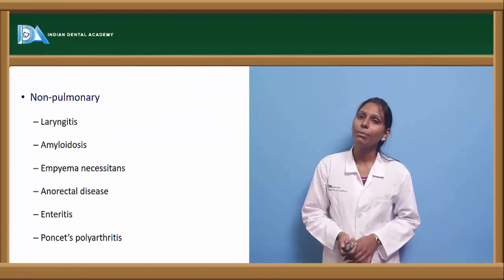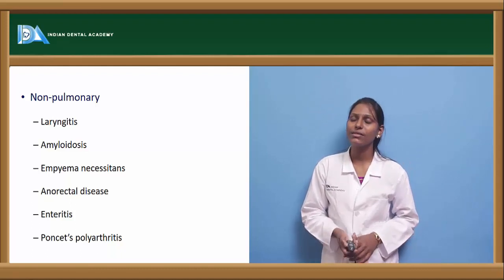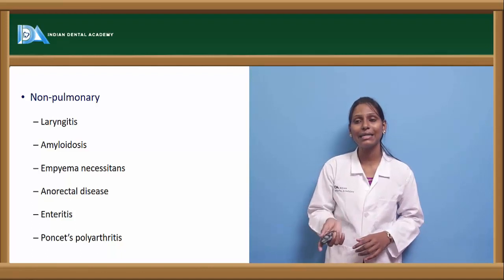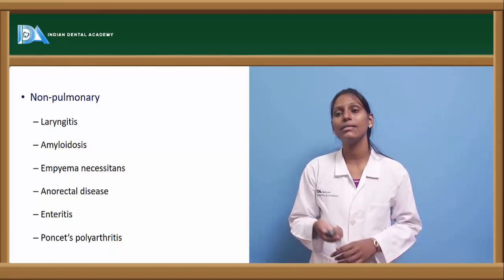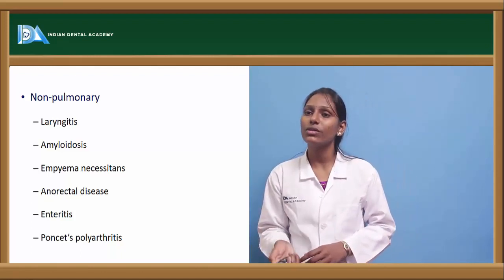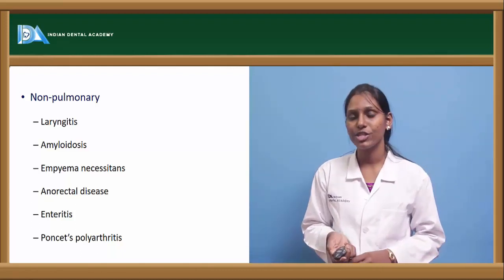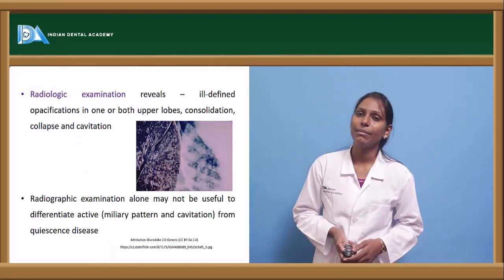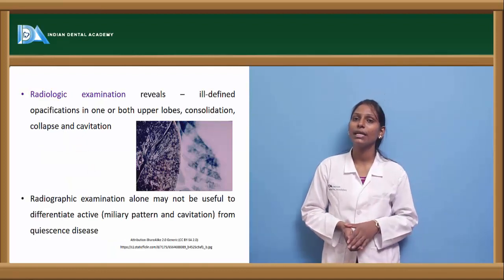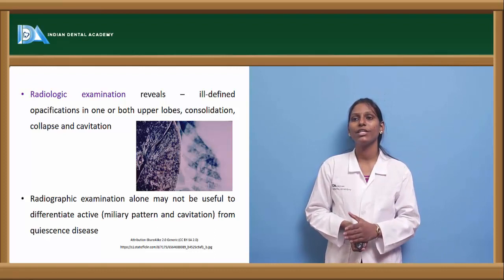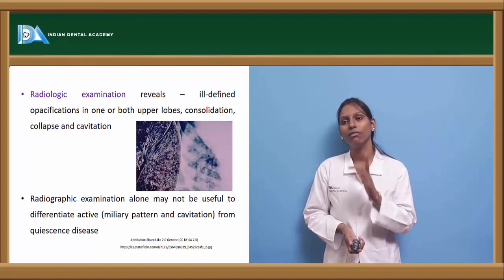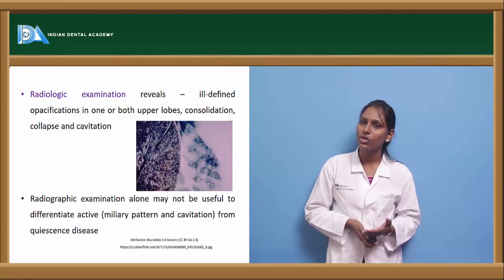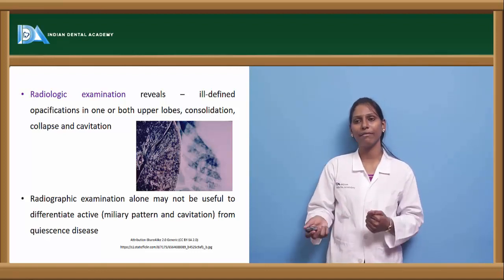Now coming to non-pulmonary signs, there will be laryngitis. You can see amyloidosis in these cases, anorectal diseases, enteritis, Poncet's polyarthritis, and empyema necessitans is also one of the non-pulmonary complications associated with tuberculosis. Coming to radiological examination, it can reveal ill-defined opacifications on one or both upper lobes. There can be consolidation, collapse and cavitation.